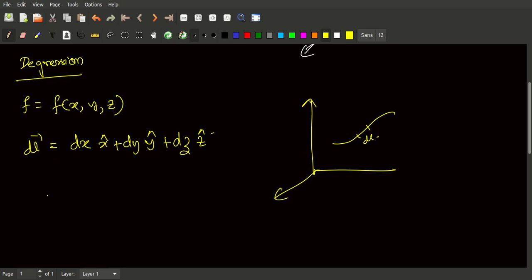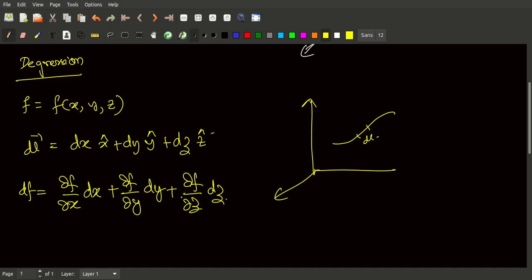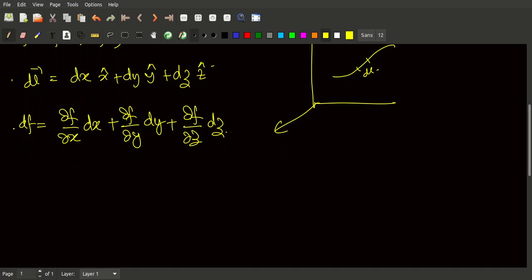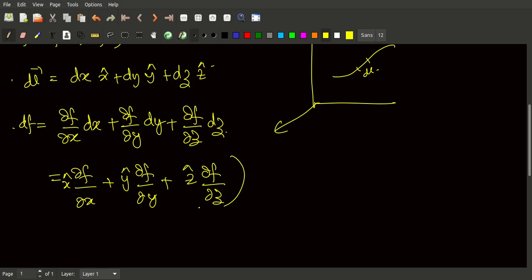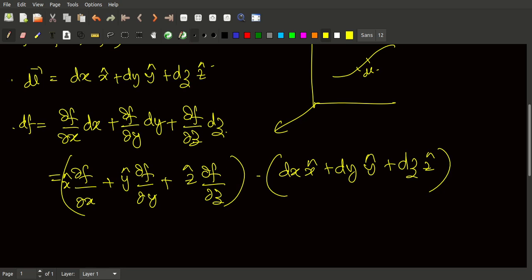The change in the total function, df, I can write as del f upon del x into dx. This is what is happening along the x-axis. Then there is del f upon del y into dy, along the y-axis. Then del f upon del z into dz. This is the total change in f. Now using this dl, I can write df again as del f upon del x x cap plus y cap del f upon del y plus z cap del f upon del z, dotted with dx x cap plus dy y cap plus dz z cap. If you take the dot product, you get the same thing. This is just simple mathematics.